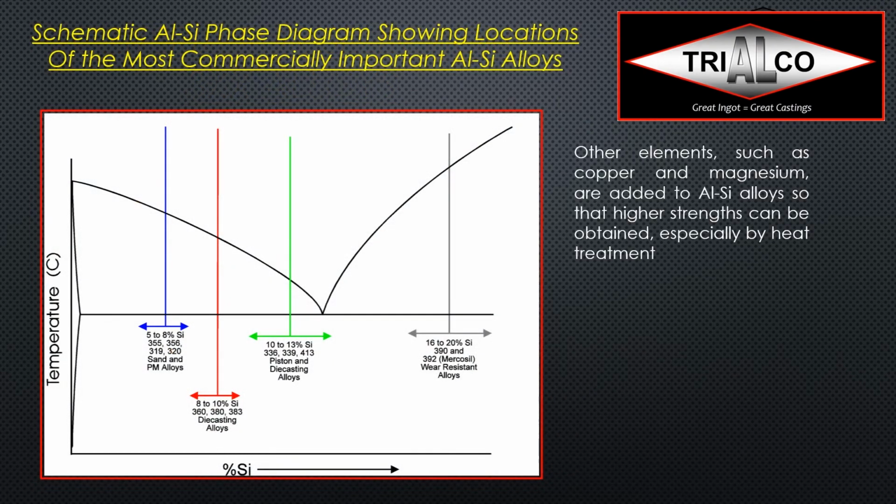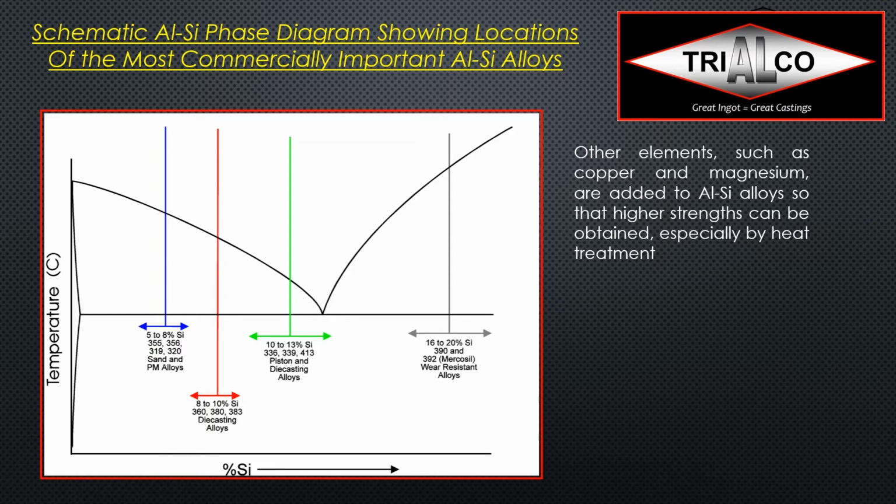So now if we look at the schematic aluminum silicon phase diagram very quickly, we see at the very left it would be no silicon at all, and the more we go to the right, the more silicon we get. Typically, we can see that in the 5 to 8% silicon alloy, we find most sand and permanent mold alloys. So A356, 355, 319, 320, all of them are in here. They're very easily castable, very forgiving, very good properties, depending on whether I want them at room temperature or slightly elevated temperatures. And then between 8 and 10% silicon is where I see most of the die casting alloys. So 360, 380, 383, they're here.